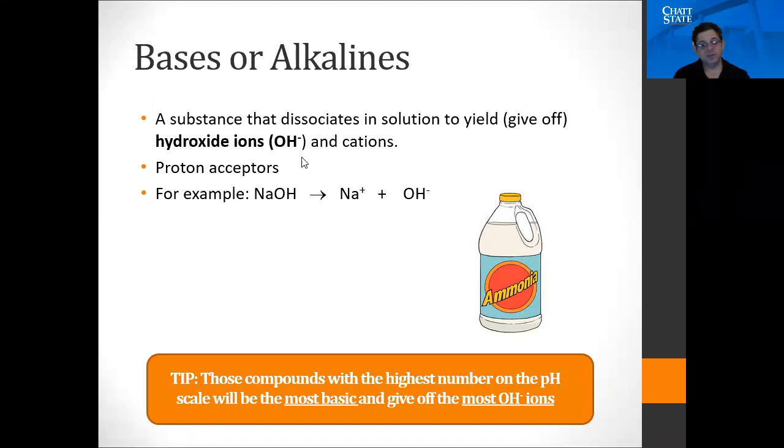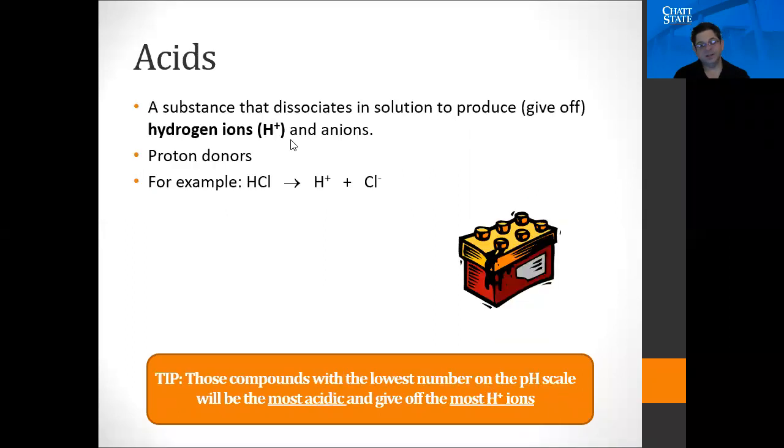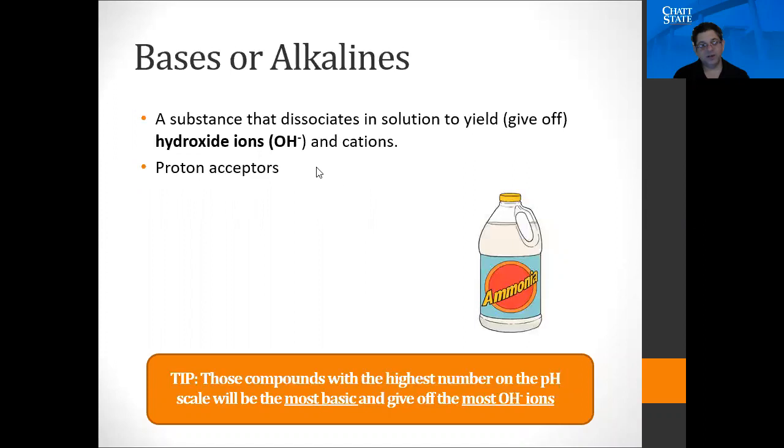So hydroxide is going to be the key thing in bases, whereas we're looking at hydrogen for acids. So the more hydrogen ions that are given off, the more acidic, which would be the lowest number on the scale. The more hydroxide ions that are given off on the pH scale, the more basic it is. So comparing a base of 8 on a pH scale to a base of 11, the base of 11 will give off more hydroxide. The base of 8 will give off less hydroxide.